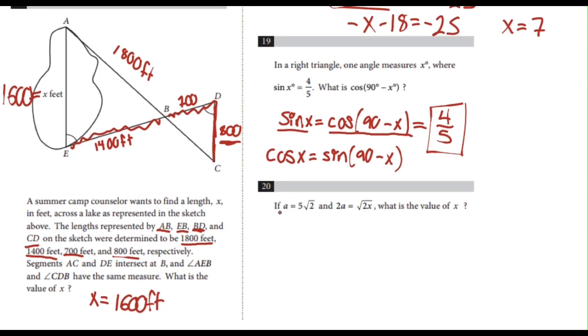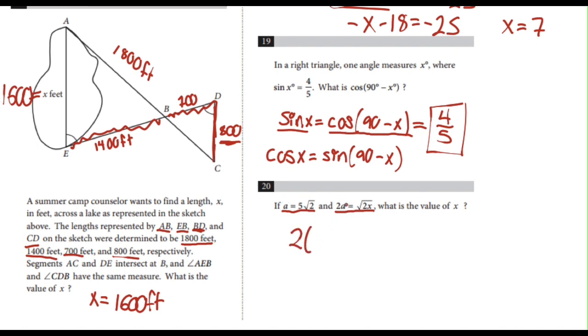Number 20. If a equals 5 times the square root of 2 and 2 times a equals the square root of 2 times x, what is the value of x? So first we have a equals 5 times the square root of 2, and they give us this equation asking for x. So what we can do first is plug in a into the second equation.